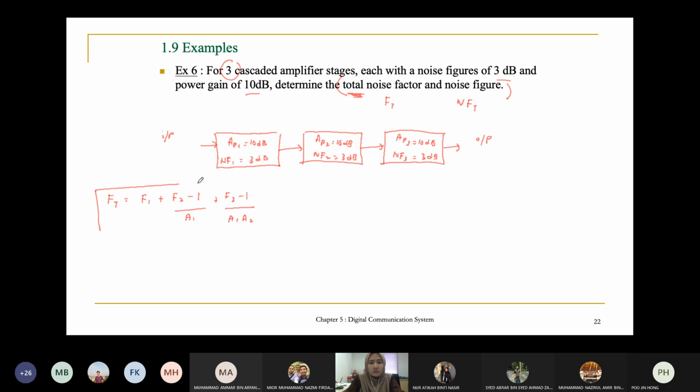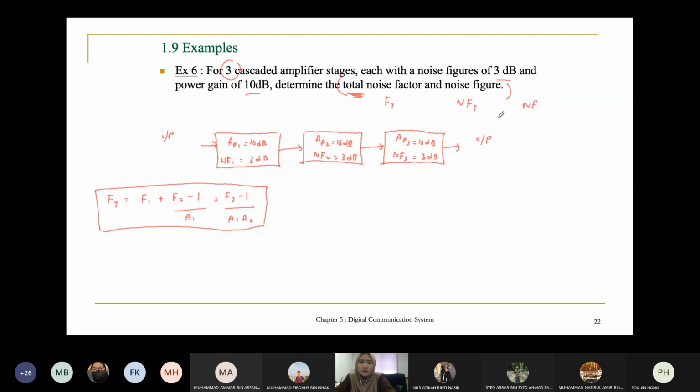This is the Friis formula for this system. Okay. So now you look at here, the Friis formula is F1, but the question gives you NF1. Lain awak tak boleh directly guna this value. You need to convert it first from noise figure into noise factor. Okay, so first kita convert dulu.